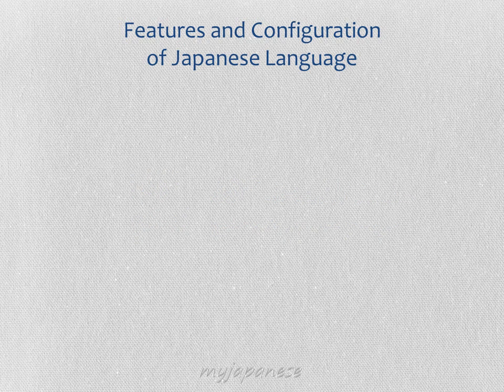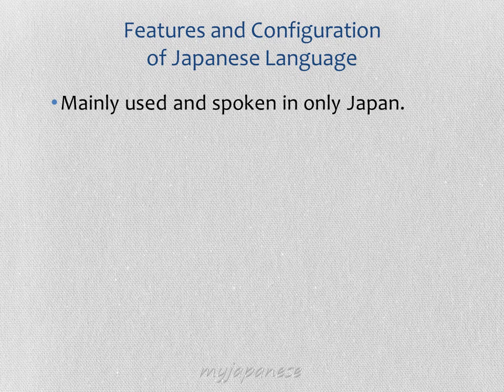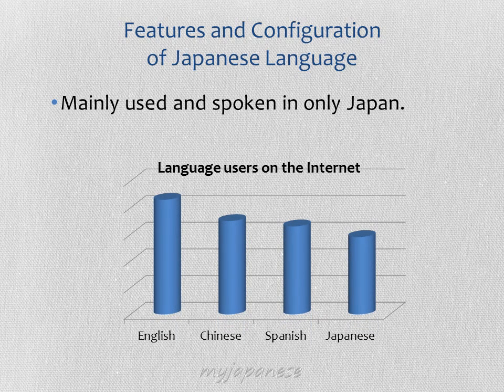First, let me talk about features and configuration of Japanese language. Japanese is mainly used between Japanese people and spoken in Japan. It sounds very isolated, but according to a statistic recently, the number of Japanese language users on internet is ranked first, behind English, Chinese, and Spanish, which means your world will be wider if you get it.